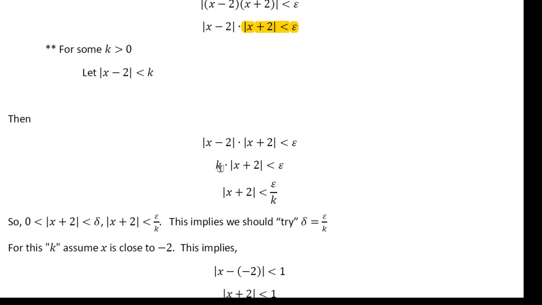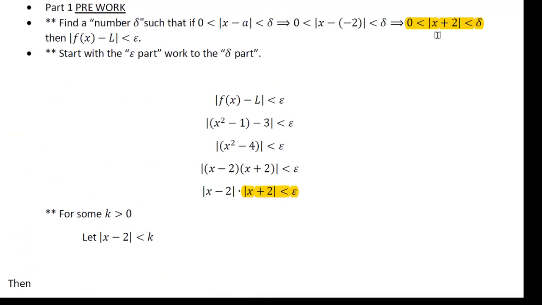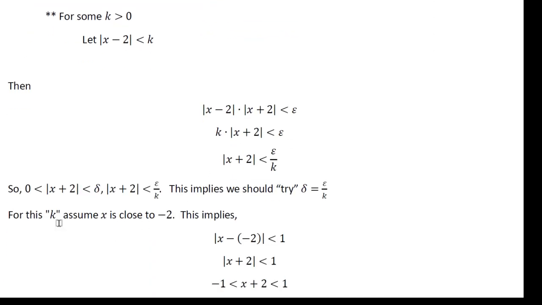Now dividing both sides by this k, I have the absolute value of x plus 2 is less than epsilon over k. From before, that's what I'm trying to get to, this x plus 2, the delta part. So I have the x plus 2, the delta part. So x plus 2 is less than delta. The absolute value of x plus 2 is less than epsilon over k. So this implies that we should try to use delta equal to epsilon over k.